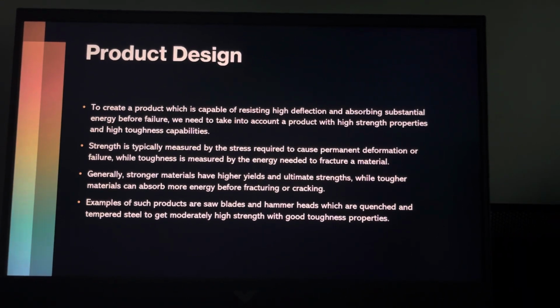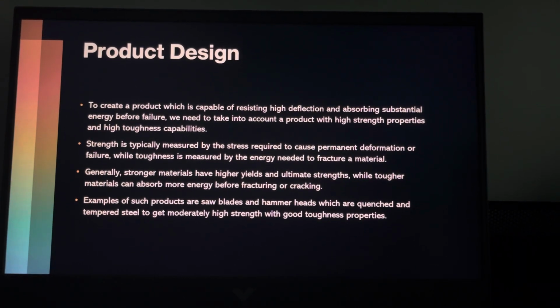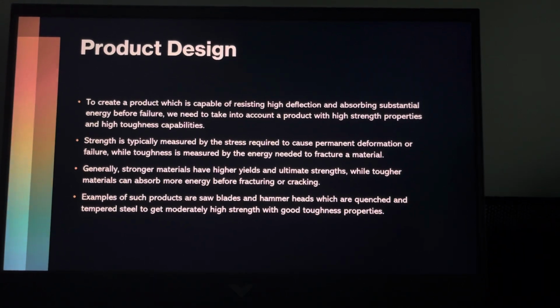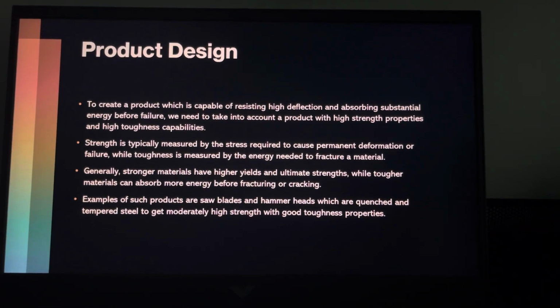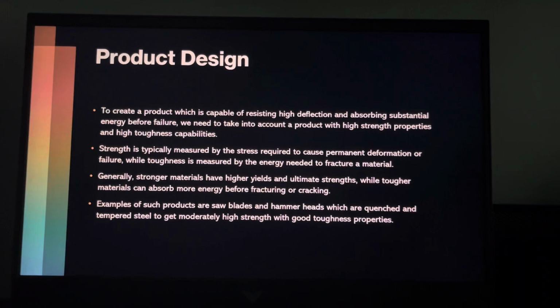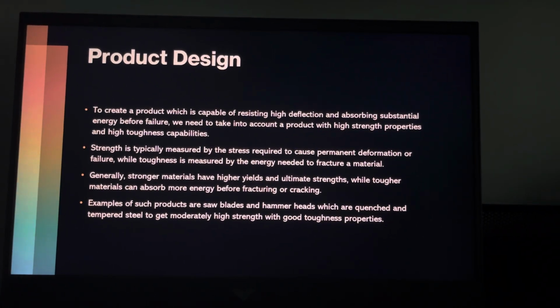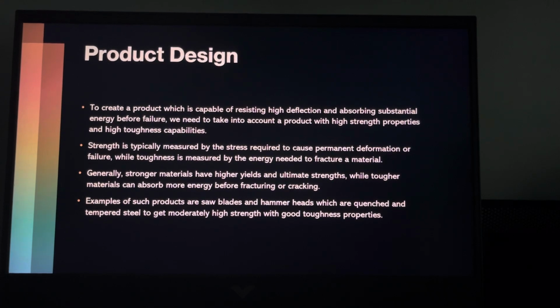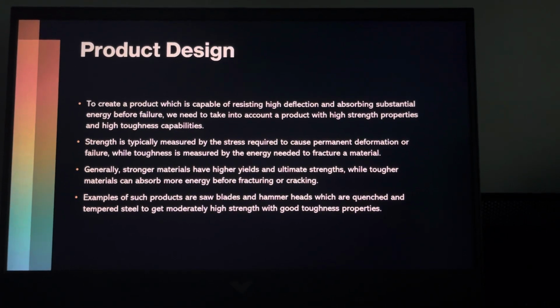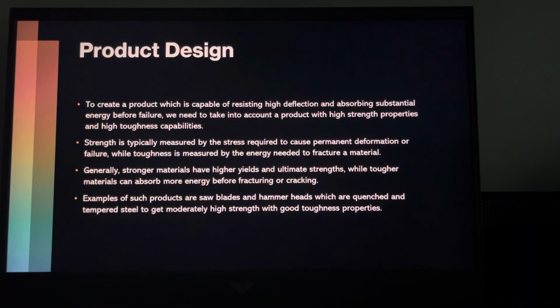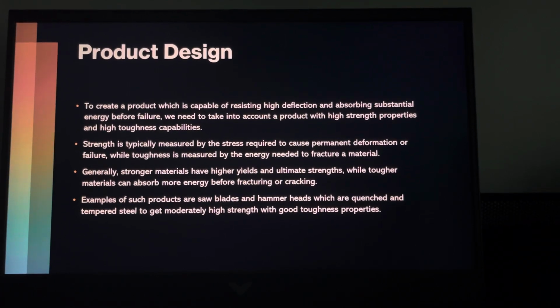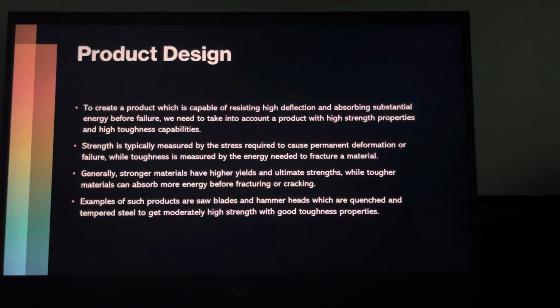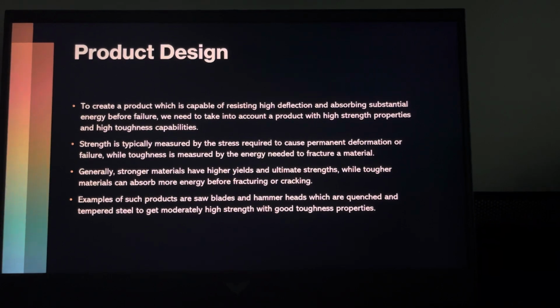Strength is typically measured by the stress required to cause permanent deformation or failure, while toughness is measured by the energy needed to fracture a material. Generally, stronger materials have higher yield and ultimate strengths, while tougher materials can absorb more energy before fracturing or cracking. So some examples of product design for these properties are saw blades and hammerheads.